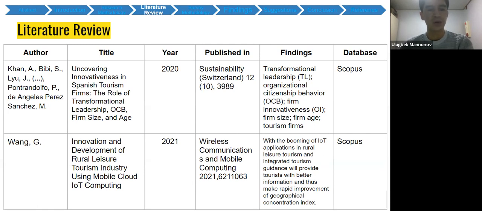This article is Innovation and Development of Rural Leisure Tourism Industry using Mobile Cloud IoT Computing, which is published in Wireless Communications and Mobile Computing magazine in 2021, almost new. This article is about the booming of IoT applications in rural leisure tourism, and integrated tourism guidance will provide tourists with better information and thus make rapid improvement of geographical concentration index.